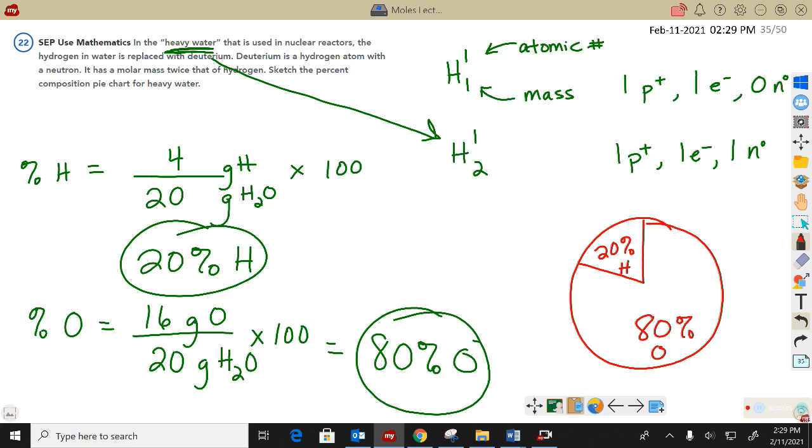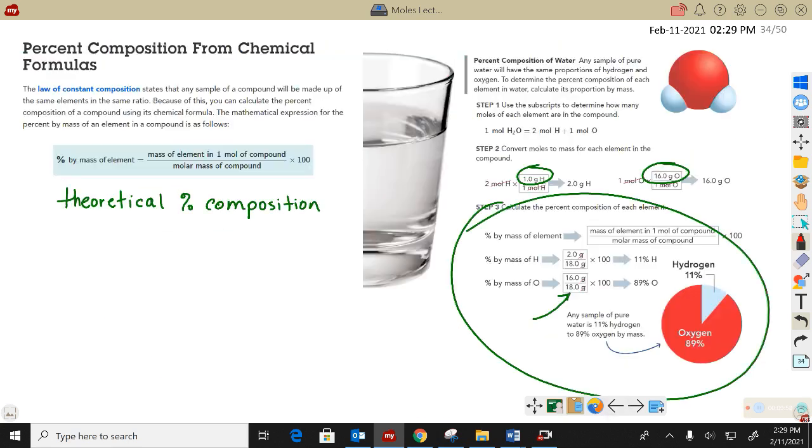That's a very rough estimate of a pie graph, but I think we get the idea that this percent composition can be done with lab data or theoretical molar masses. So then any sample of water, heavy water in this case, should be 80% oxygen and 20% hydrogen by mass. Regular water would have this composition. Normally 89% oxygen and 11% hydrogen by mass.